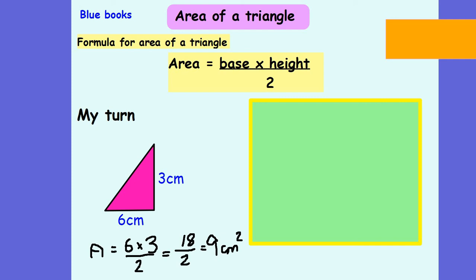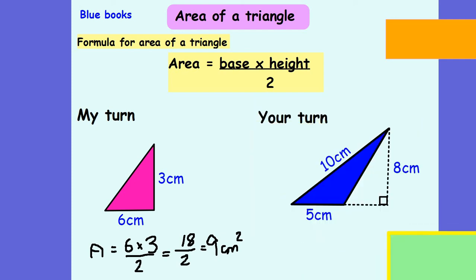Over to you guys in your dark blue books or in your neat work. Can you please work out the area of this triangle, please? Notice the height is from the bottom to the top, the direct height, so the number you're going to need is 8 centimetres. Pause the video and complete that now, please.